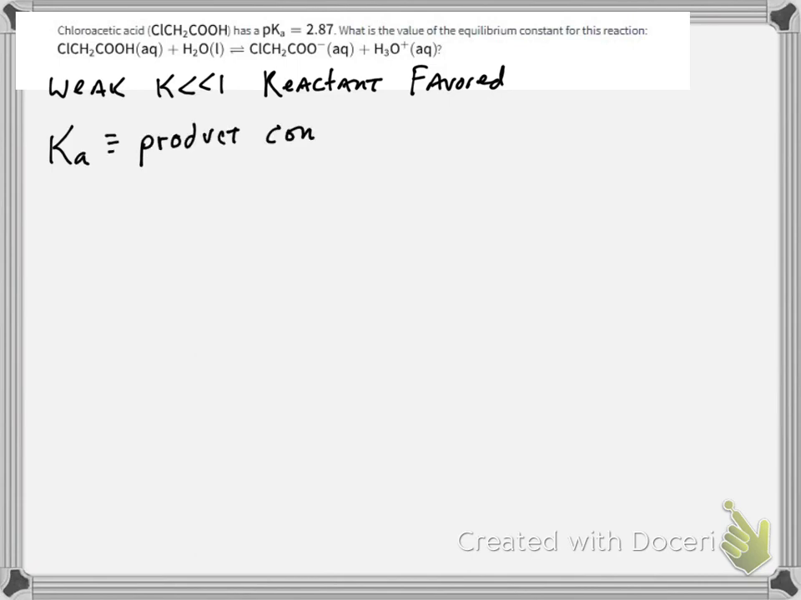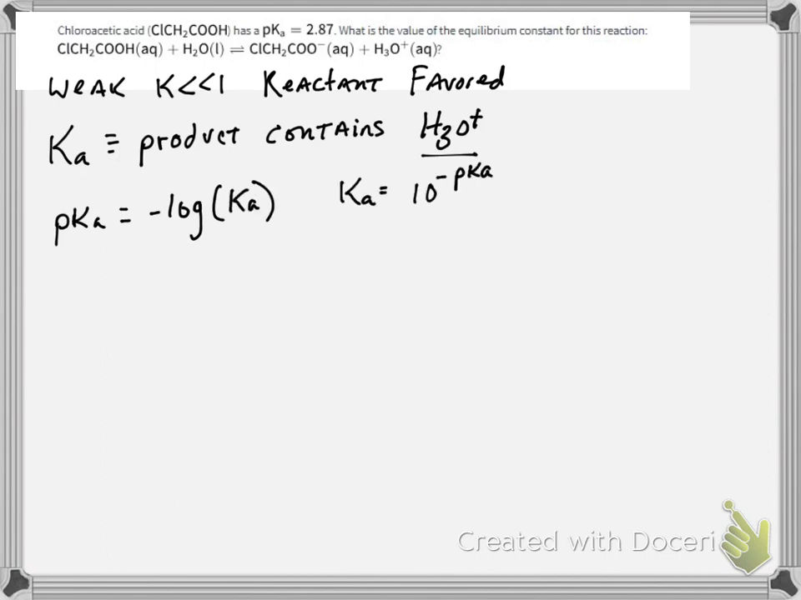So Ka, first of all, produces hydronium, right? That's one of the keys to recognizing any equilibria: looking at the products and saying, do I see H3O+ or do I see hydroxide ion? So pKa is minus log of Ka. These are the two equations that can be used if you're given one value and you're asked for another. This happens a lot.